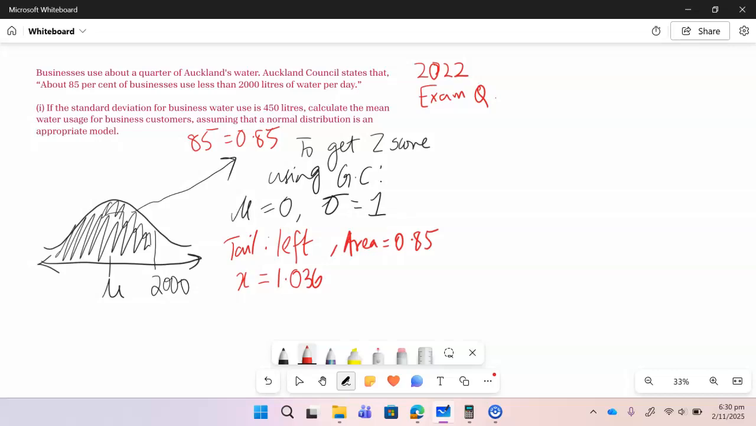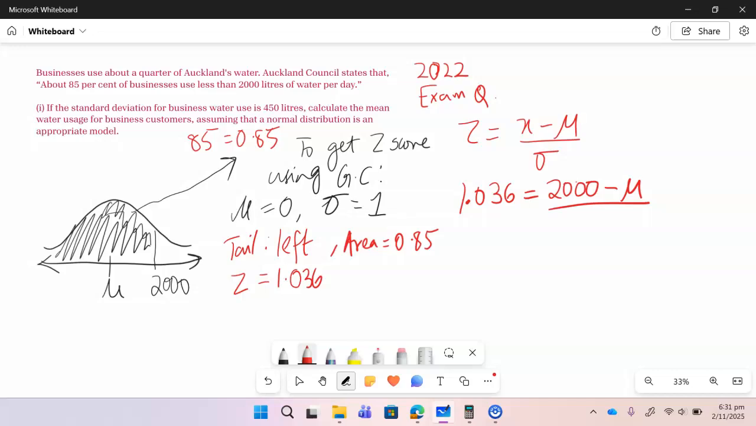Alright, so now we're going to use our z-score formula. So z is equal to x minus mu over standard deviation. Once again, this is something that will be given to you on your formula sheet, so you don't need to memorize this. But I mean, it's not hard, right? So we're just going to substitute what we got for z into the formula, and x was 2000. Mean is what we don't know, we're trying to figure that out, and standard deviation is 450.